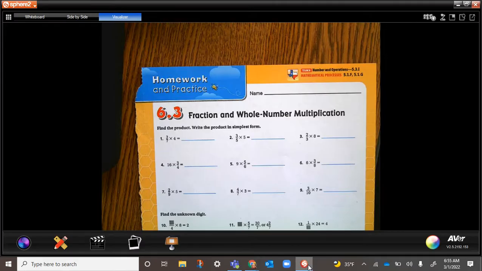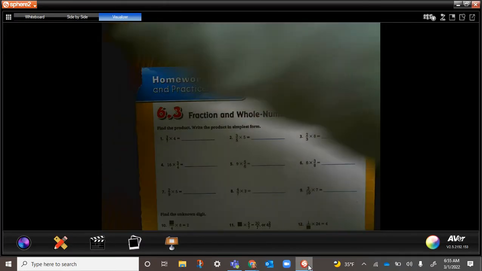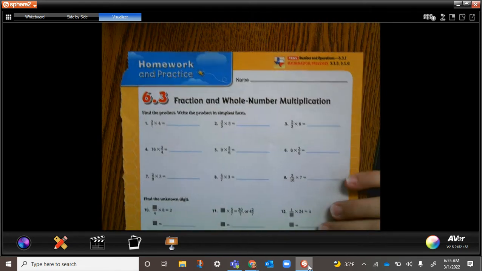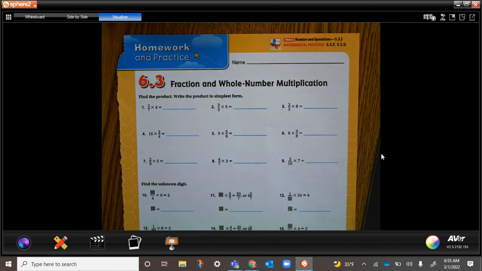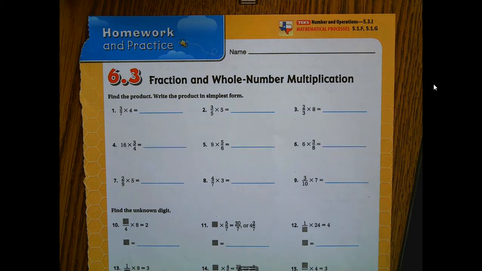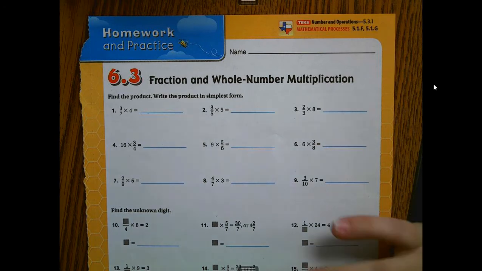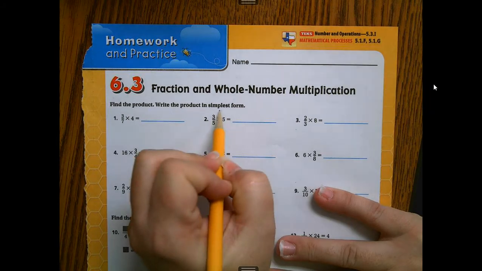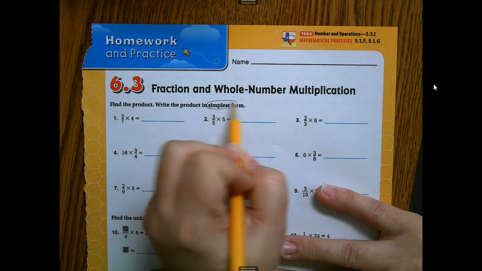Hi guys. All right, in this video we're going to look at 6.3, fraction and whole number multiplication. So here we're going to find the product. On the last video, 6.1, we were using models to help us. On this round we're going to do the algorithm, and we're going to make sure that we're putting our product in simplest form.